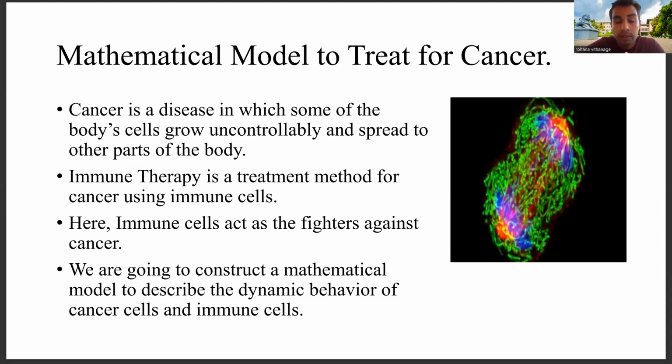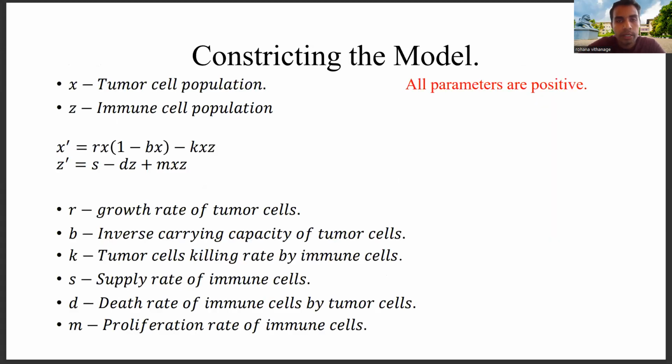So in the world, there are a lot of treatment methods, such as immunotherapy and chemotherapy, popular treating methods. So here we consider immunotherapy. It means immune cells in our body act as the fighters. So here we are going to construct a mathematical model in which these immune cells are fighting with cancer cells. For this fight, now we are going to construct our mathematical model.